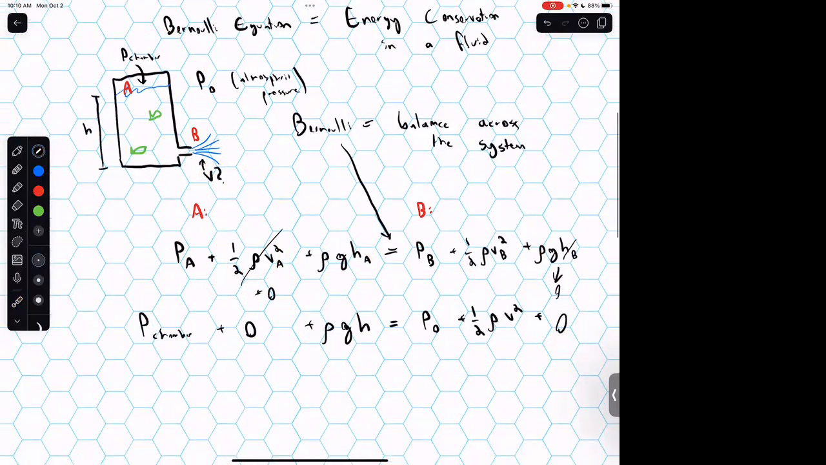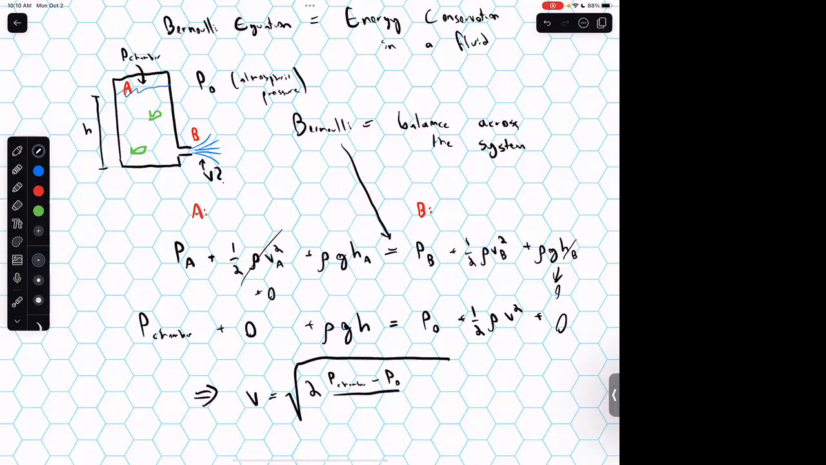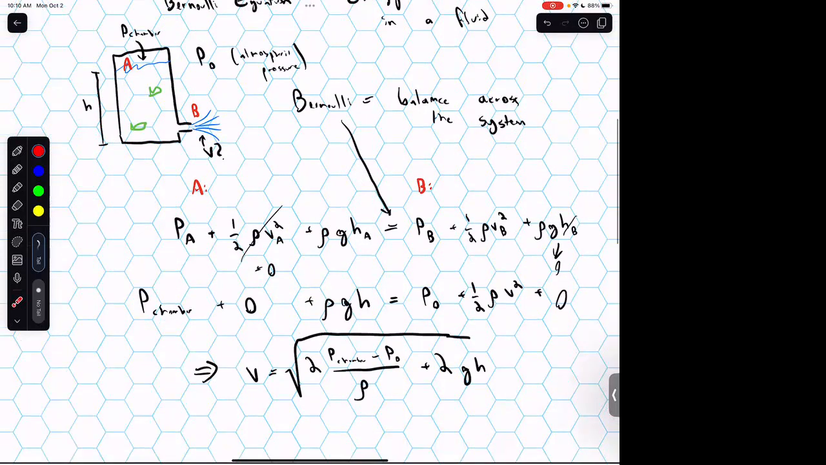And it turns out that if you massage the algebra for a while, you'll get that V, the speed at which water is coming out the bottom there, is equal to a giant square root. That giant square root is coming from the fact that V squared appears down there. And this expression, when you solve this algebra, ends up being 2 times (P chamber minus P atmosphere) over rho, plus 2 g h, where h is just this height of the water. And this is going to be the speed at which a fluid exits a closed container from the bottom.